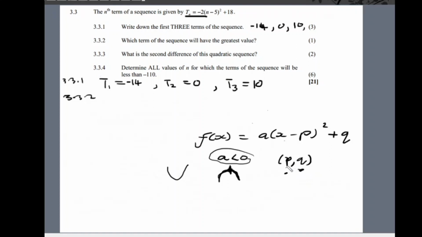So here, when you look at this function, this sequence will have a maximum value of 18 when n is 5, right? But which term of the sequence will have the greatest value? So there you'll just say T5, term number 5, will have the greatest value, right? And term number 5 is 18, okay? So by just writing down T5, you'll get your 1 mark there.